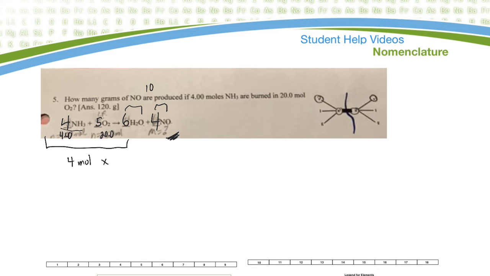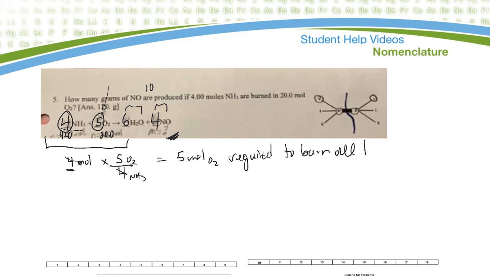Times by, I want to figure out how many moles of oxygen I would need if I burned all 4 moles of ammonia. So to do that, I would multiply it by the 5 of oxygen divided by the 4 of ammonia. So this is oxygen and ammonia. Okay, so that would be 5 moles of oxygen required to burn all the ammonia.